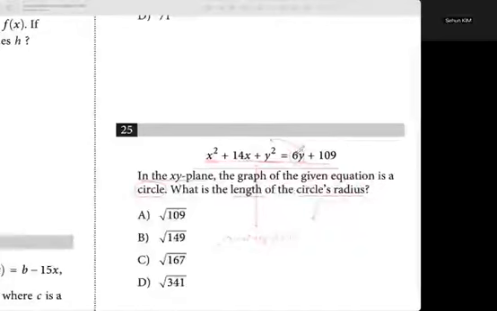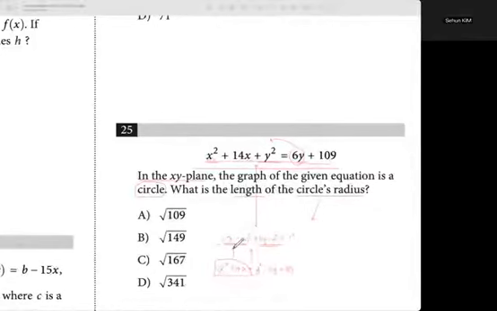How do we do that? Subtract 6y on both sides. So we'll get x squared plus 14x plus y squared minus 6y equals 109. Let's compare these two forms. Some of you might have figured out that this looks like one of the quadratic forms, the vertex form, x minus a squared, where this one is in the standard form.